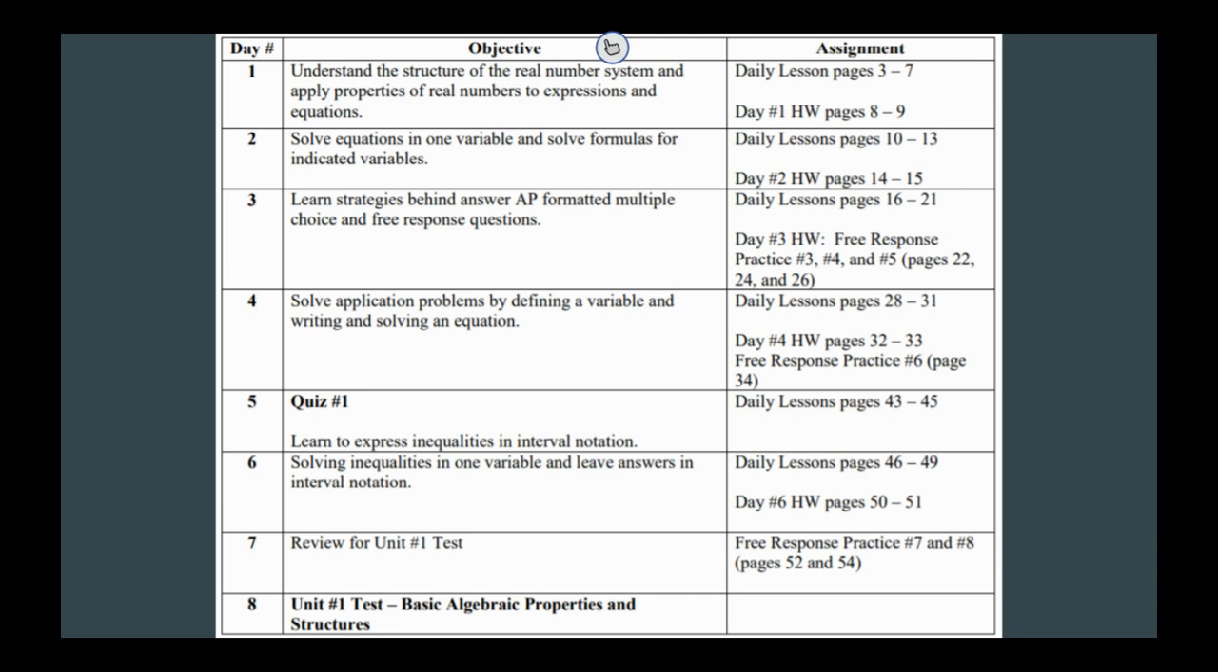There. This is exactly what the whole unit is going to look like. Today we're doing day one: understand the structure of the real number system and apply properties of real numbers to expressions and equations. Okay?